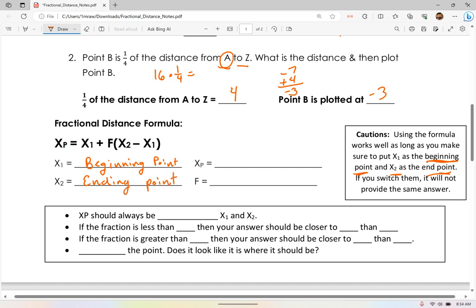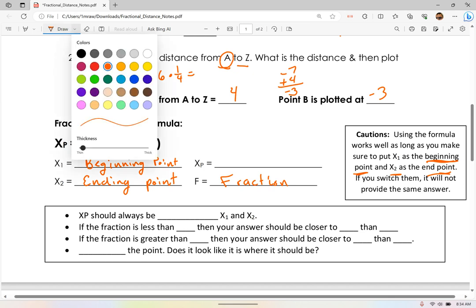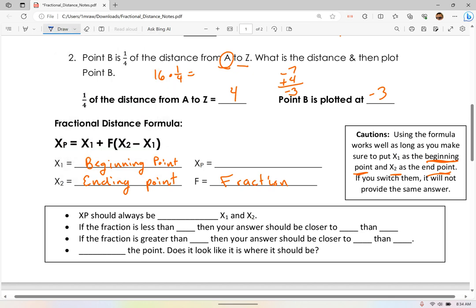Okay. The F stands for your fraction, so that's going to be your fractional distance. And then XP is the final point that you're looking for, right? That's the point that's whatever distance, right? So that's your final point. So I'm going to do that in a different color, if you will. Okay, so that's going to be a tad bit different from what we've been doing as far as it goes in the progress.